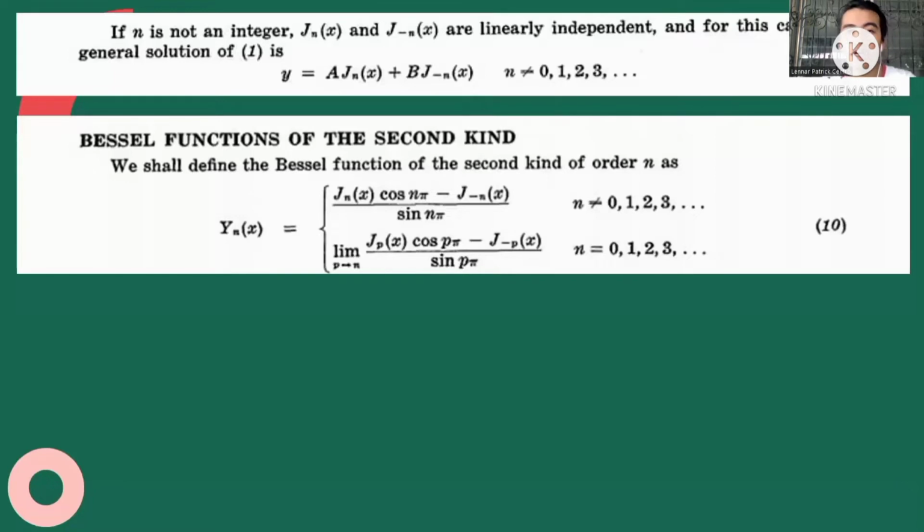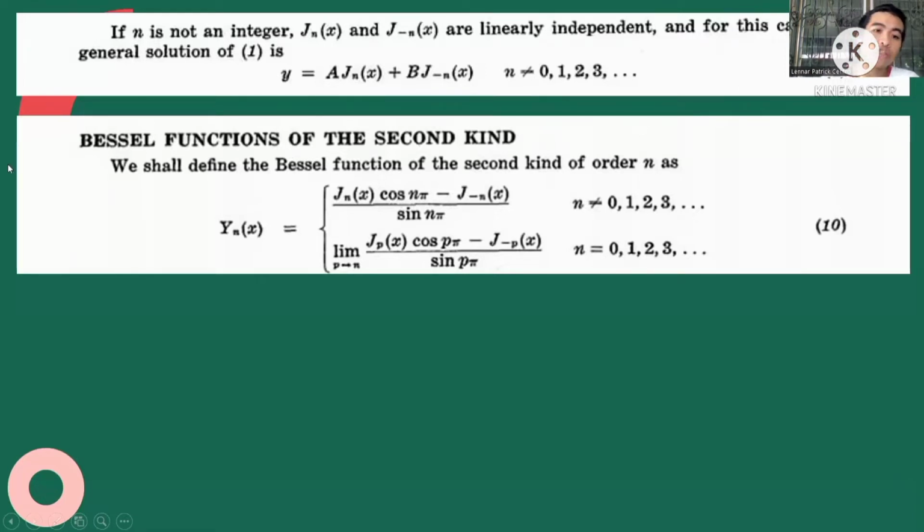So dito, another description lang sa formula, kapag yung n is not an integer, so yung J sub n of x and J sub minus n of x are linearly independent siya, and for this case, yung general solution of 1 is mag-i-equal siya sa A J sub n of x plus B J sub minus n of x. So n is not equal to 0, 1, 2, 3, and so on and so forth.